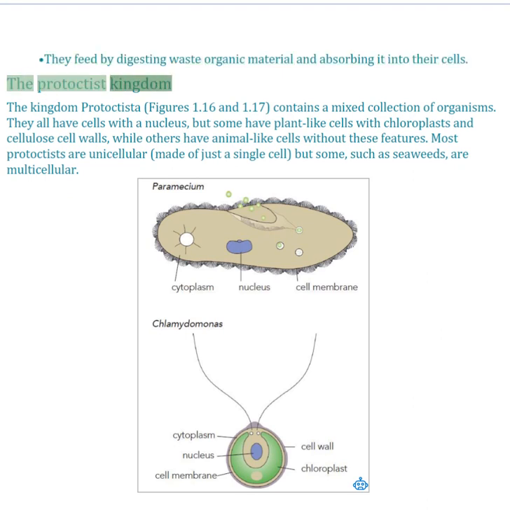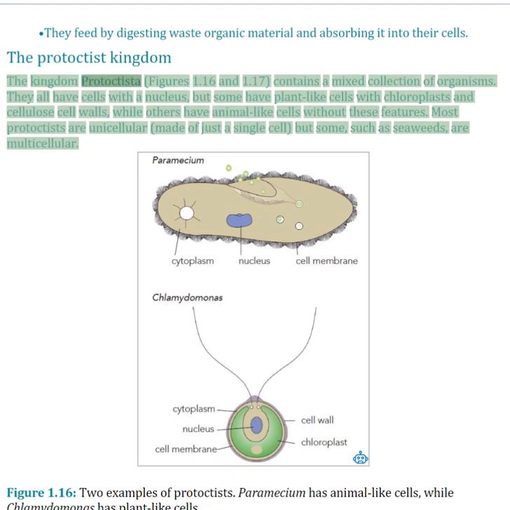The protoctist kingdom. The kingdom Protoctista contains a mixed collection of organisms. They all have cells with a nucleus, but some have plant-like cells with chloroplasts and cellulose cell walls, while others have animal-like cells without these features. Most protoctists are unicellular, but some, such as seaweeds, are multicellular. Figure 1.16. Two examples of protoctists. Paramecium has animal-like cells, while Chlamydomonas has plant-like cells.